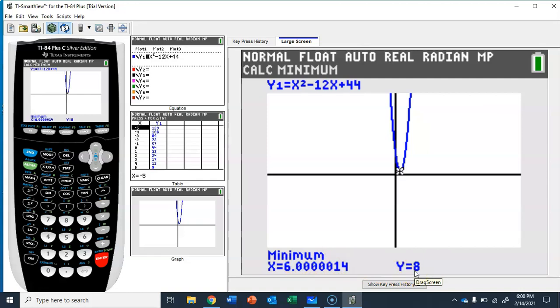Also, if they say, hey, but what is the true minimum of this? They want the y value. So you'll say the minimum on this graph is 8. With respect to outputs, right, the y's.